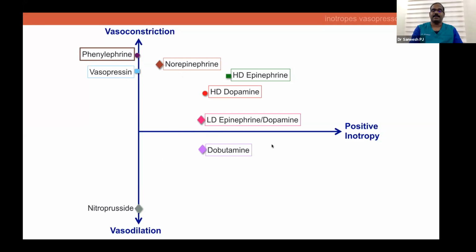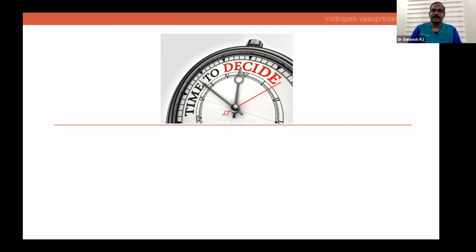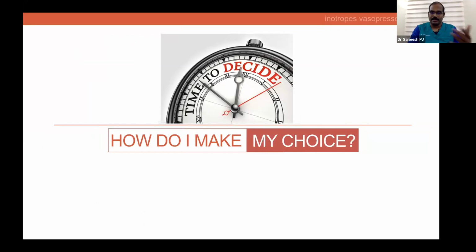But again, yes, in cardiogenic shock, there is a possibility of BP dropping after dobutamine. Then you can choose the other ones depending on your requirements. So basically, if you keep this picture, the graphical representation, in mind, then your decision making will be more or less easy. So this is the method that we are trying to discuss today.